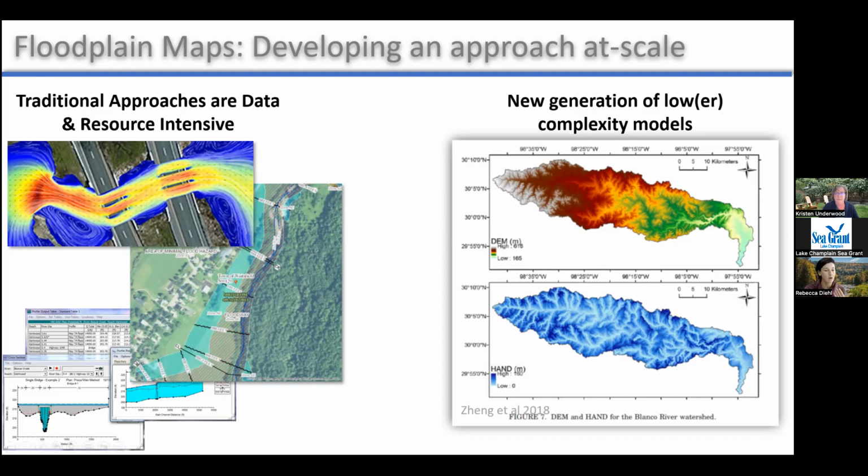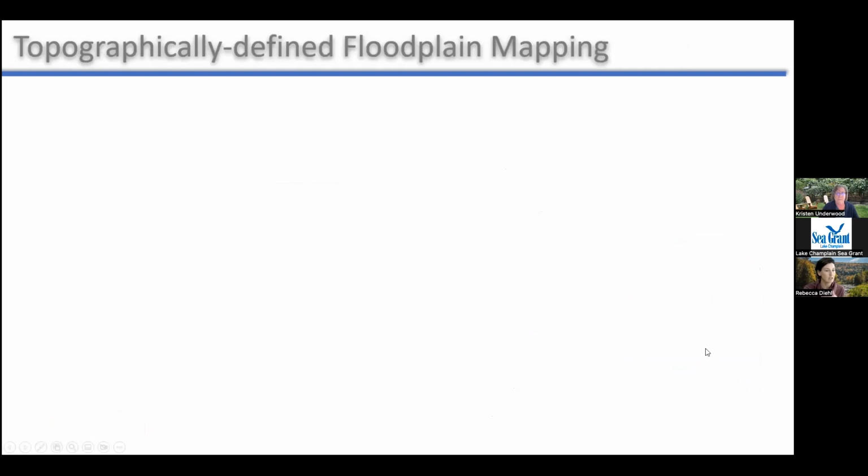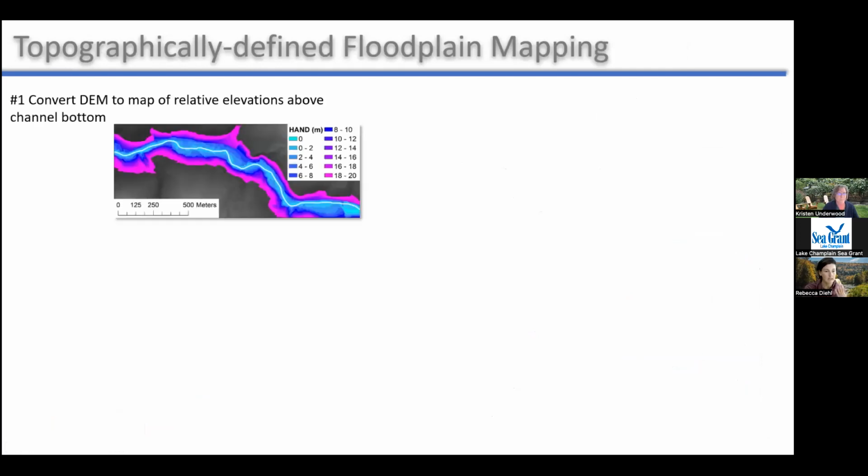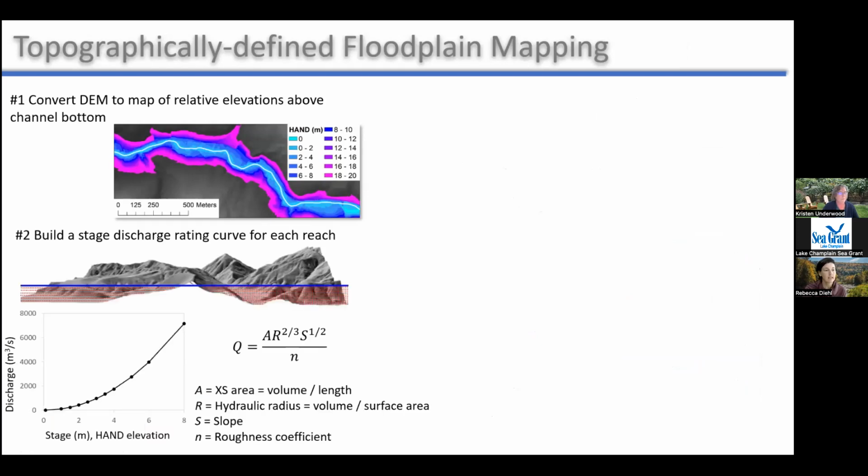And so that's our hand map. And so to identify floodplain maps from this approach, what we first did is take that DEM for the state of Vermont and convert it to a HAND, or a relative elevation map, as shown here. The next step in this process is to then build what we call a rating curve for different stretches of river or different reaches that relates stage, or HAND elevation above the channel bottom, to discharge.